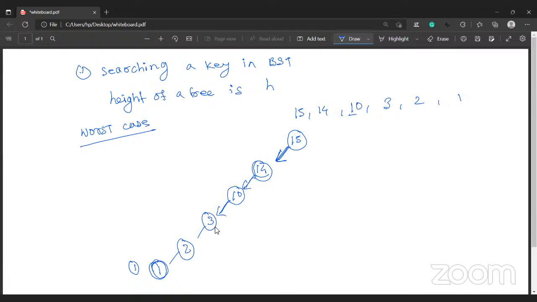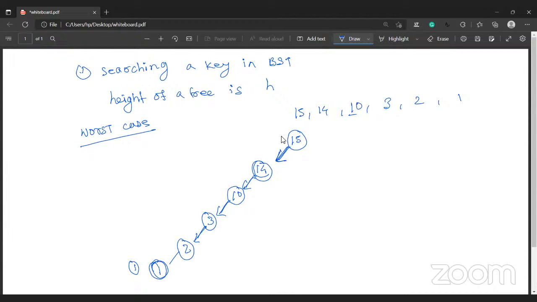Then again we compare 3 with 1. It's not equal. Is it less than or equal to 3, or greater than or equal to 3? It's less than 3, so it will go to the left side and compare 2 with 1. It is not equal. It is less than 2, so then we compare 1 equal to 1, and this element is found.